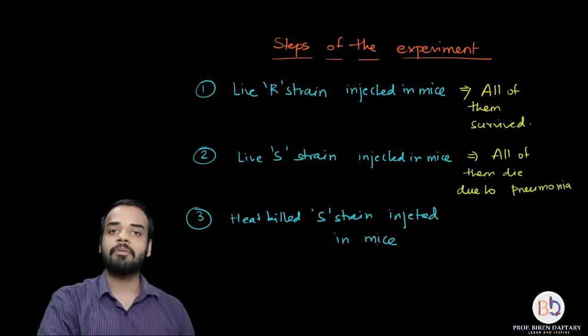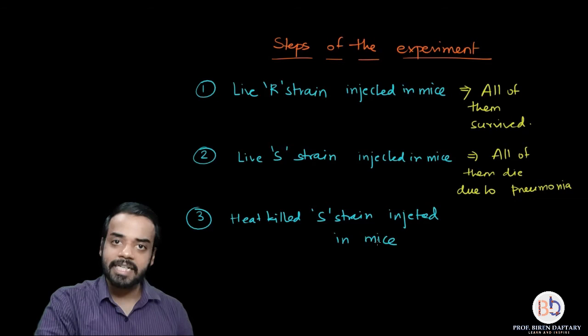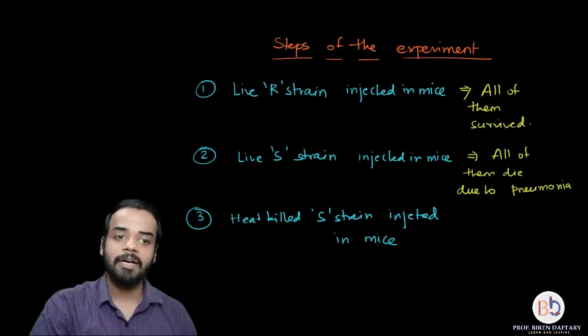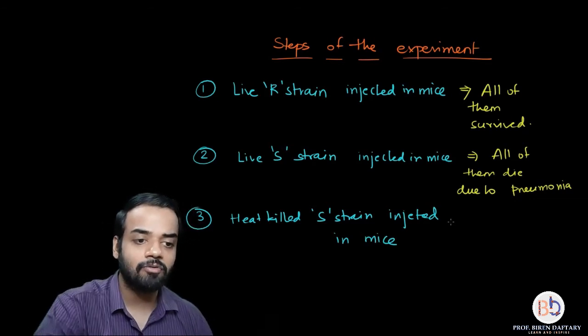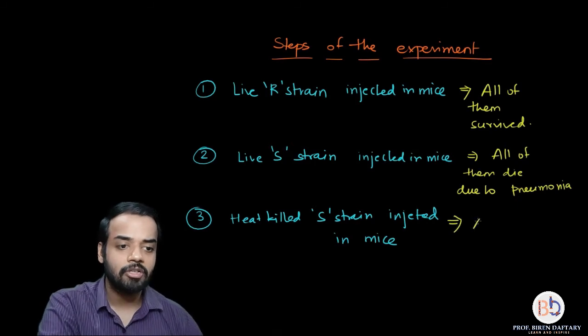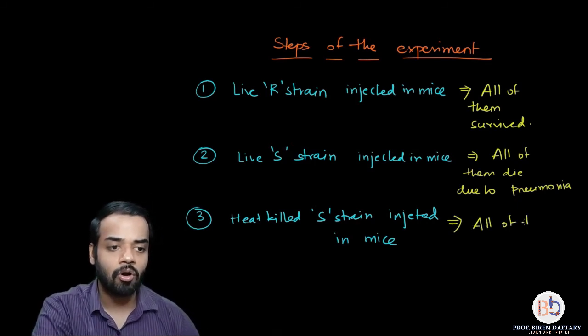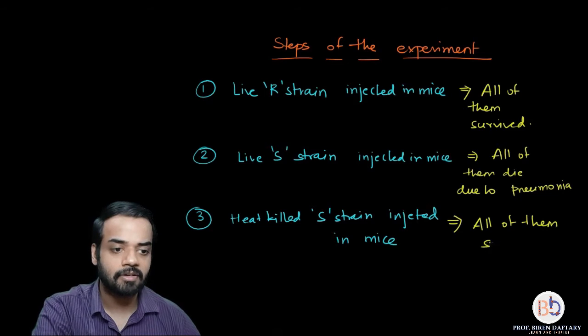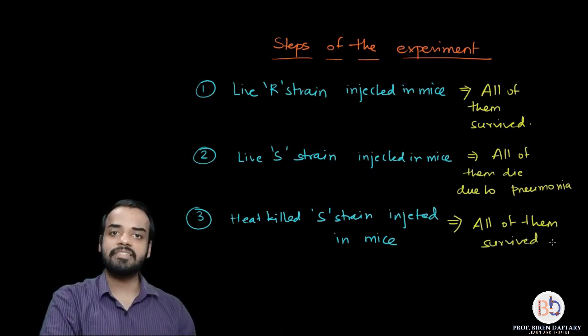Obviously, since all the bacteria in the strain were heat killed, they would not cause pneumonia because they were already dead. So all the mice would have survived, and that was the result which Griffith got. So all of them survived. I hope you are understanding this. Clear? So these first three steps are fairly straightforward, very easy to understand.